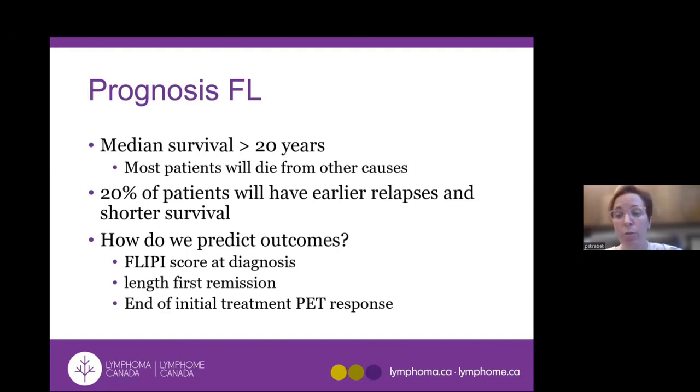The length of first remission is a very good predictor of how patients will do. Often it's not until we see someone relapse very early that we become concerned that their follicular lymphoma is going to be more difficult to manage. As mentioned earlier, the end of initial treatment PET response is a powerful predictor of outcome. However, we don't know if or how we should modify therapy based on that end of treatment response.